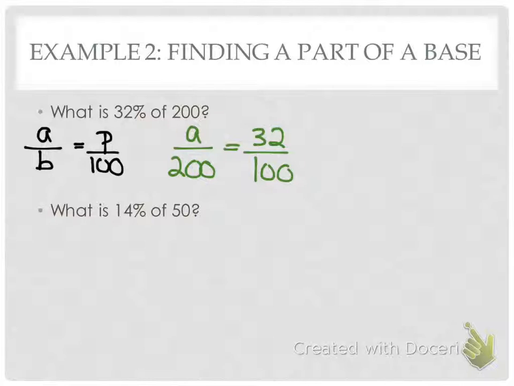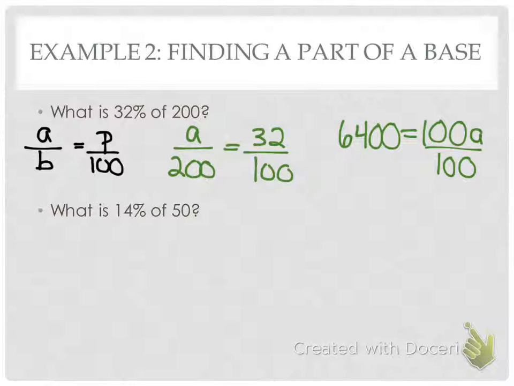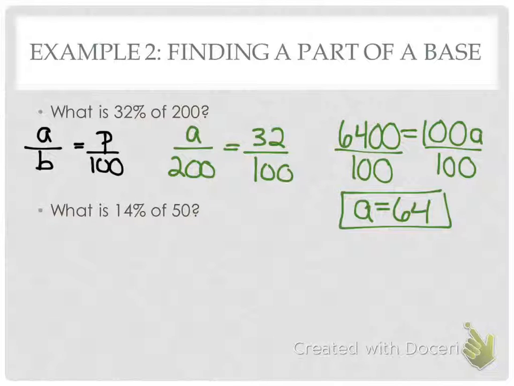Now I want you to use your cross products and solve. Okay, so what did you get? You got 6,400 equals 100A. Divide both sides. A equals 64. 64, very good. All right, go ahead and finish up the second problem now.